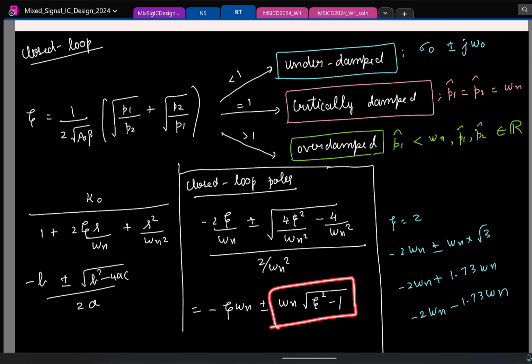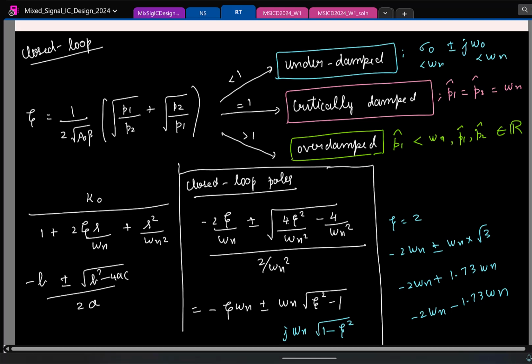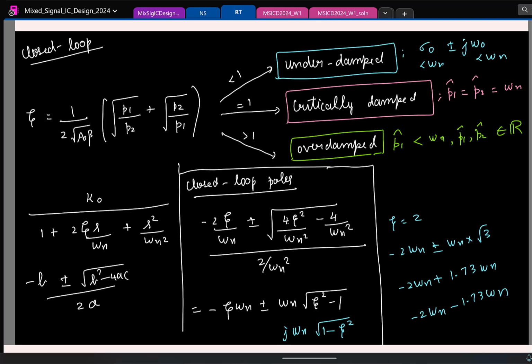What about the imaginary part? Zeta is less than 1. So if I write it the other way, it's j omega n into square root of 1 minus zeta square, right? So zeta is less than 1. Do you think this thing will be less than 1 or greater than 1? Both of them will be less than omega n. Is it clear? This is the point you should remember. Okay, cool. So now we have information about the closed loop pole.